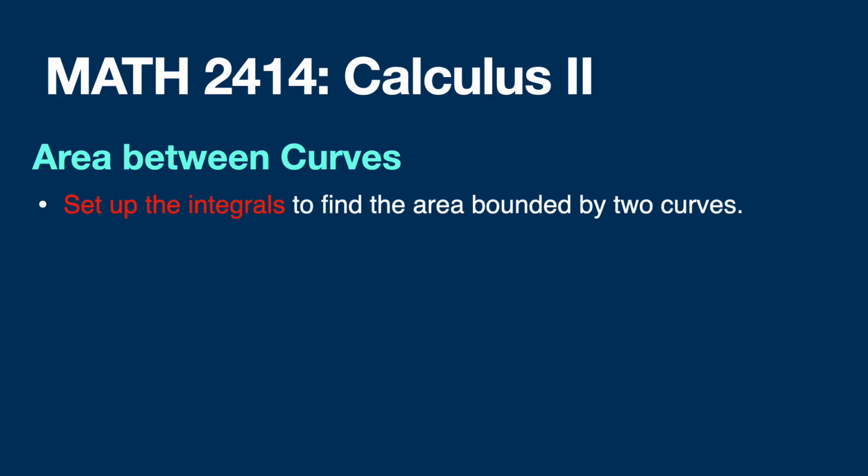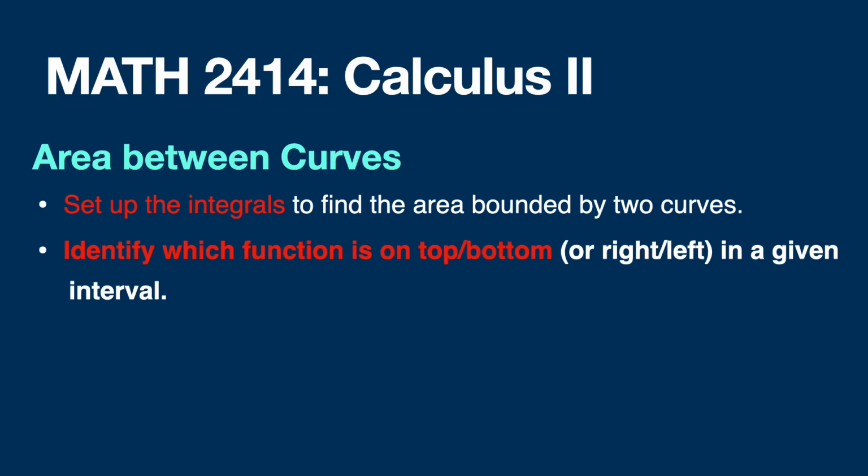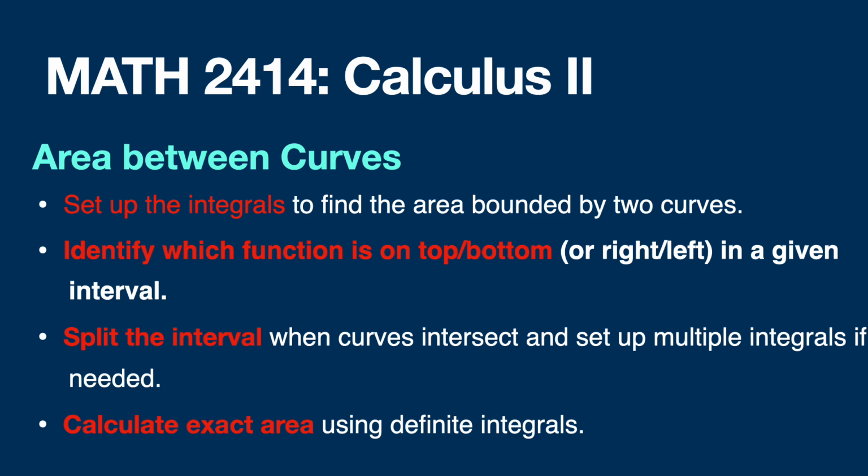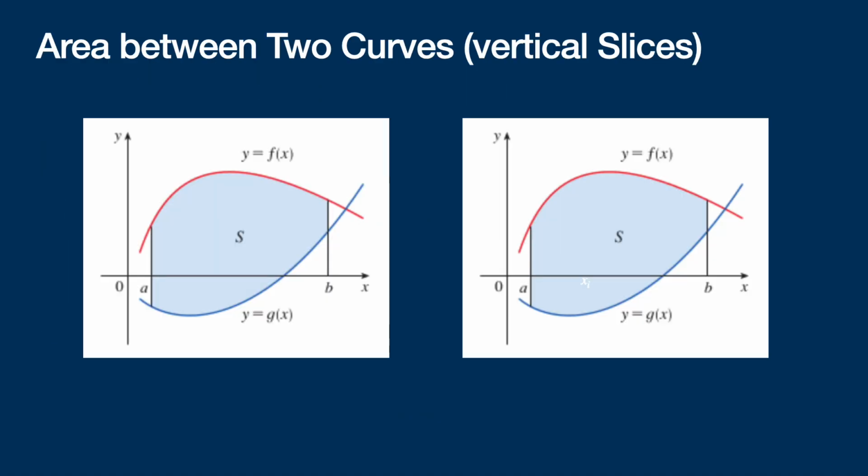First, set up the integrals to find the area bounded by two curves. Second is identify which function is top or bottom or right and left in the given interval. Third one is split interval when curves intersect. Finally, we have to calculate exact area using definite integral. I'm going to start with vertical slices.